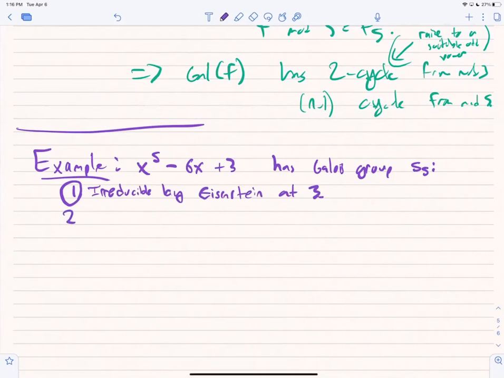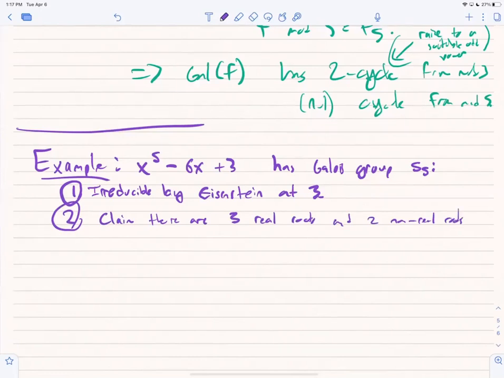So 2, I claim there are 3 real roots and 2 non-real roots in C. So if I take the roots in the complex numbers, I claim three of them are real and 2 of them are not real. Okay, so why is this?